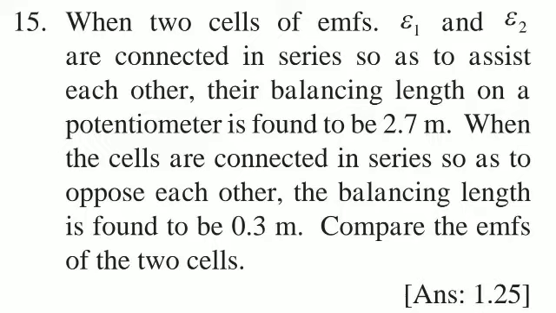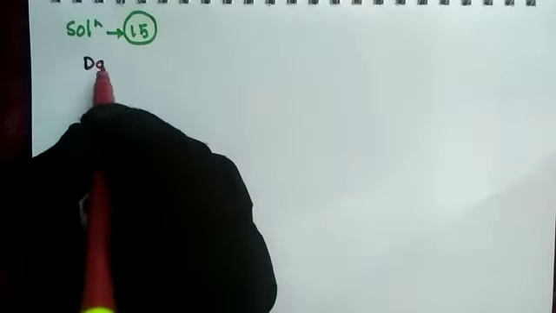So now let's jump to numerical number 15: when two cells of EMFs E1 and E2 are connected in series so as to assist each other, their balancing length on a potentiometer is found to be 2.7 meter. When the cells are connected in series so as to oppose each other, the balancing length is found to be 0.3 meter. Compare the EMFs of the two cells. So after reading the numerical carefully, you have to write the data.